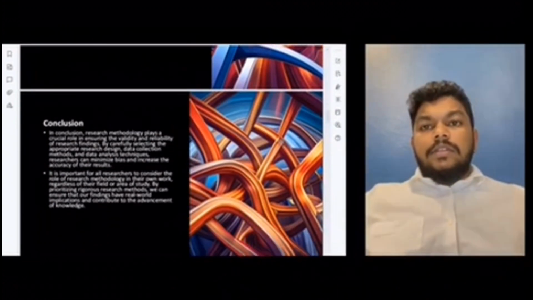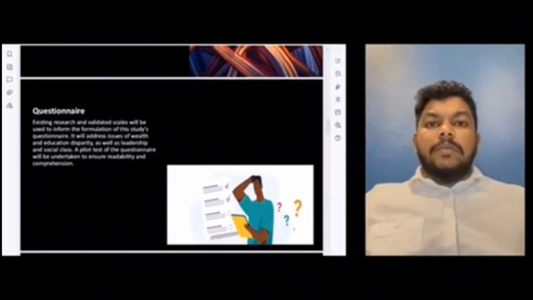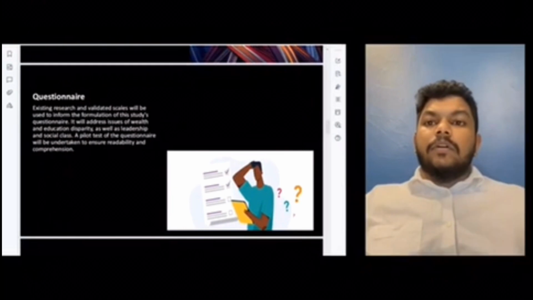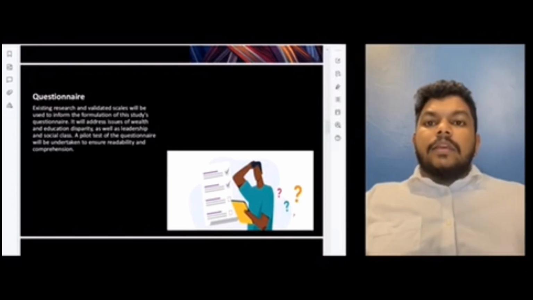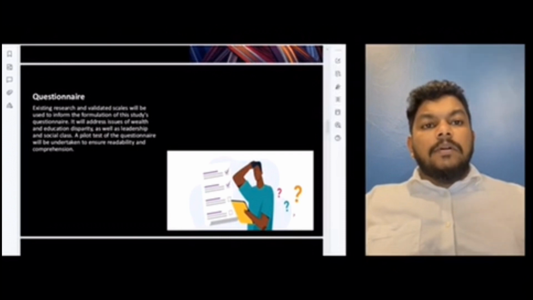Questionnaire. Existing literature and validated scales will be used to inform the development of the questionnaire for the study. It will include questions about inequality in wealth and education, as well as issues of leadership and social class. To verify readability and understandability, a pilot test will be conducted on the questionnaire.